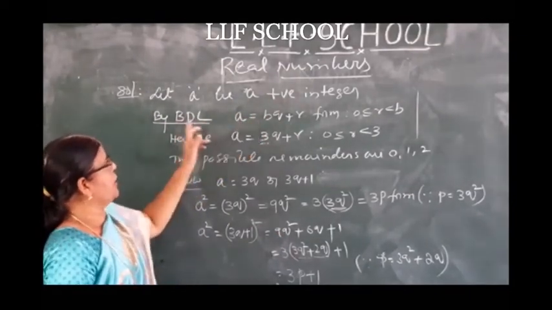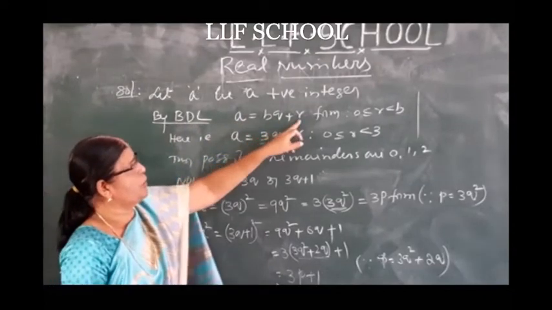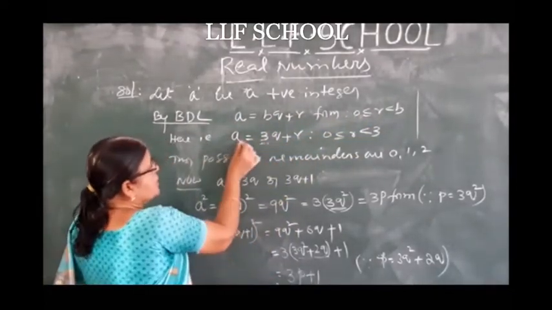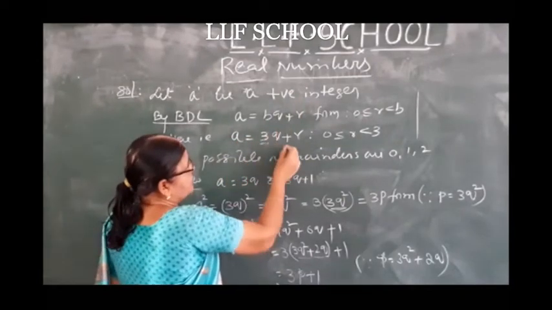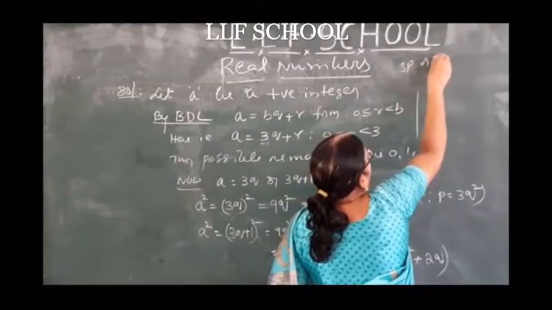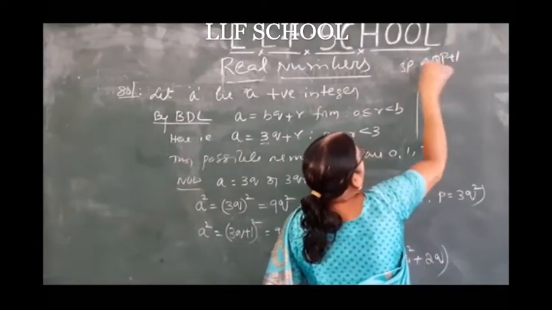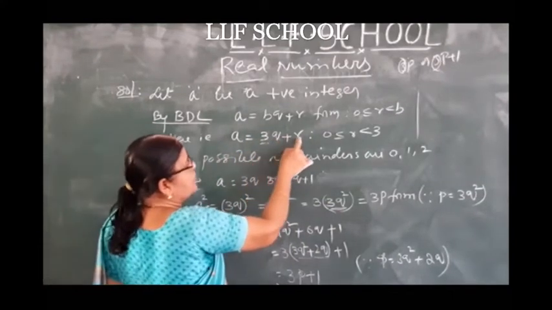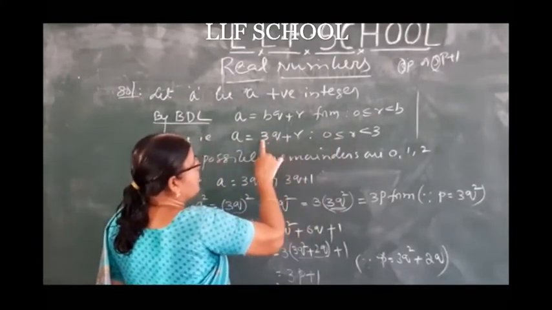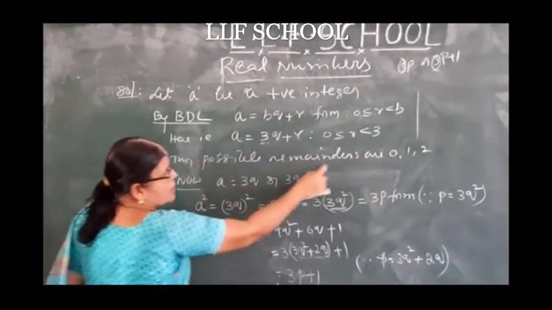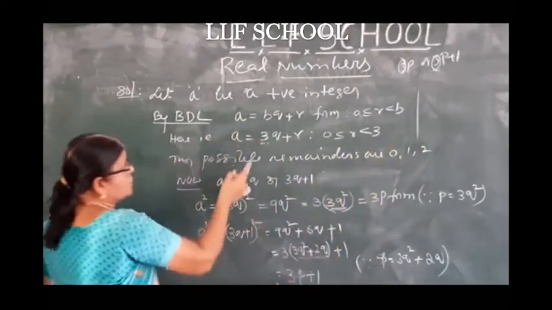Then, applying Euclid's Division Lemma, a is equal to bq plus r, where 0 is less than or equal to r, which is less than b. Here b is 3, so a is equal to 3q plus r, where r is less than 3. The possible remainders are 0, 1, 2.